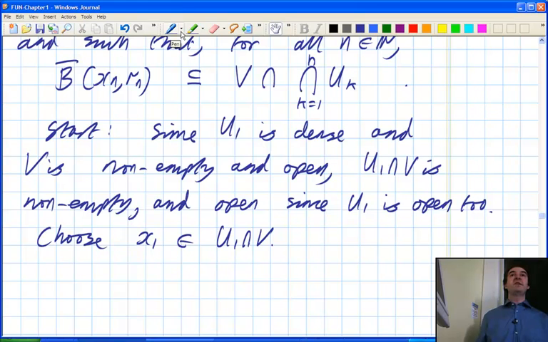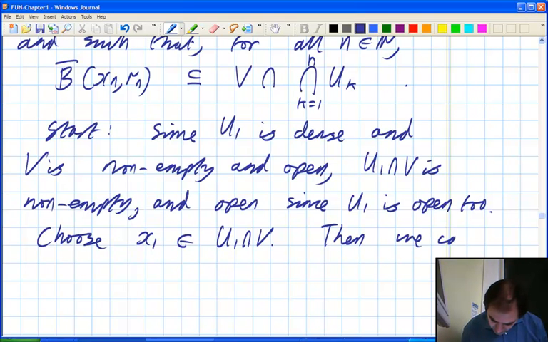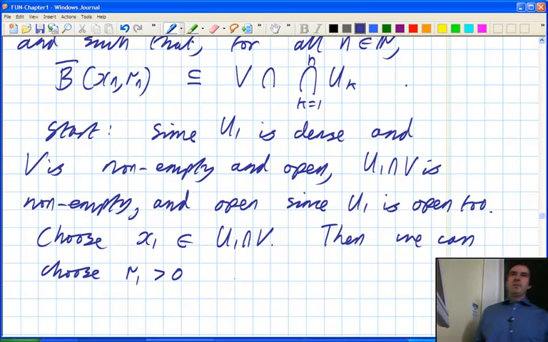Now, U_1 intersection V is open, so then we can choose an R_1 greater than 0 so that the ball centred on x_1 radius R_1 is contained in there. But I want to make a couple of extra conditions on that. I want to make sure that R_1 is at most a half, because if you find one R_1 that works, you can always choose a smaller one. So we'll make R_1 less than a half.